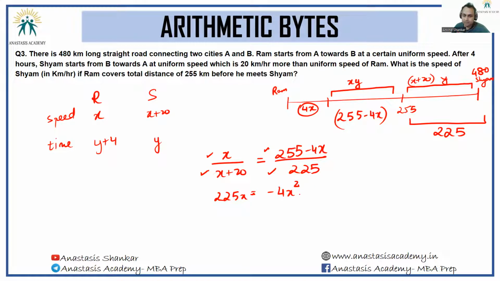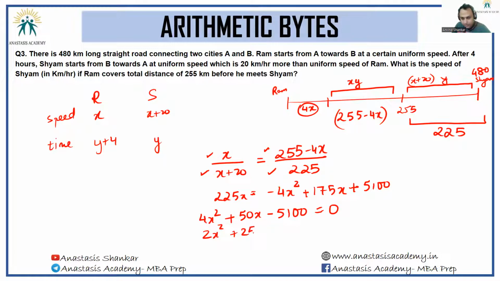So 175 plus 175x plus 5100. Okay, let me take it to the other side. So I have 4x square plus 50x minus 5100 is equal to 0. Okay, I can remove 2's. 2x square plus 25x minus 2550 is equal to 0.